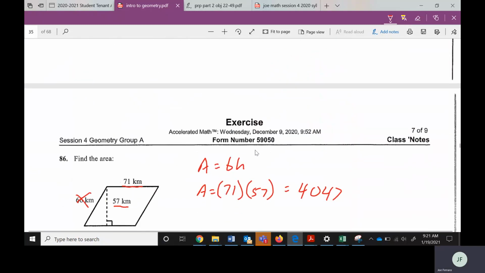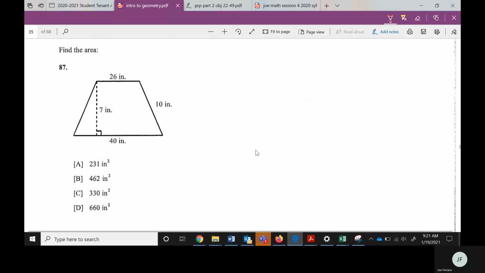So we're going to go to 87. Okay. So again, if you look back at that first page and we did our formulas, a trapezoid, first of all, has 1 pair of parallel lines. So it's not this, the A equals B times H. This is the A equals 1/2, and then parentheses, A plus B, and then times our H.